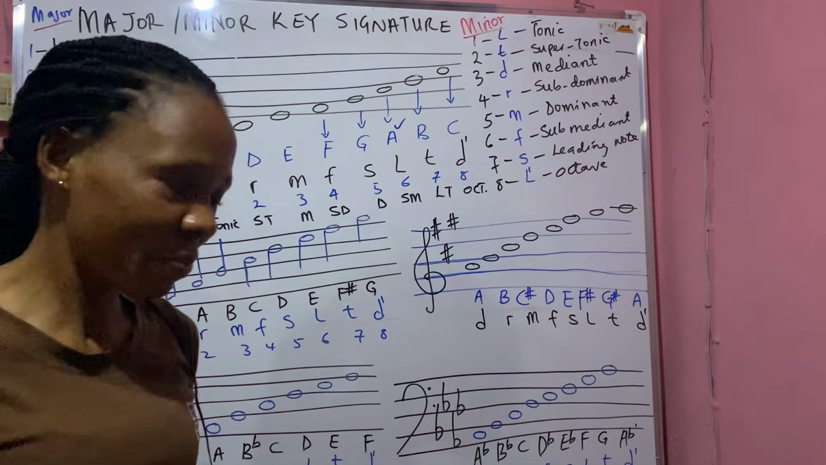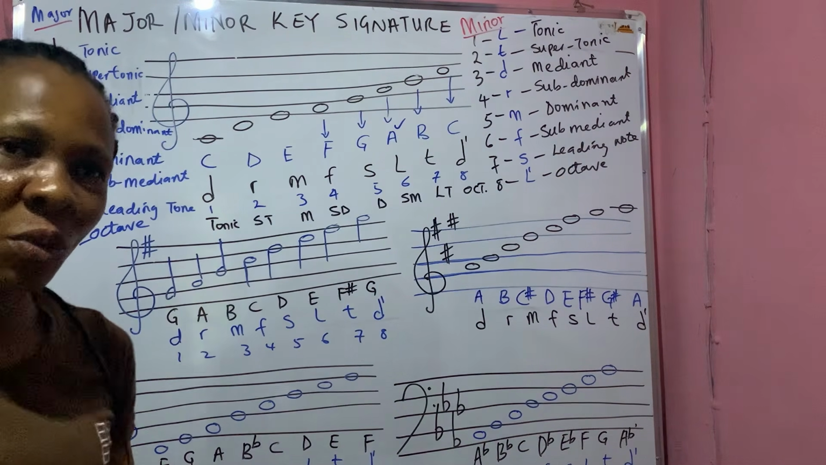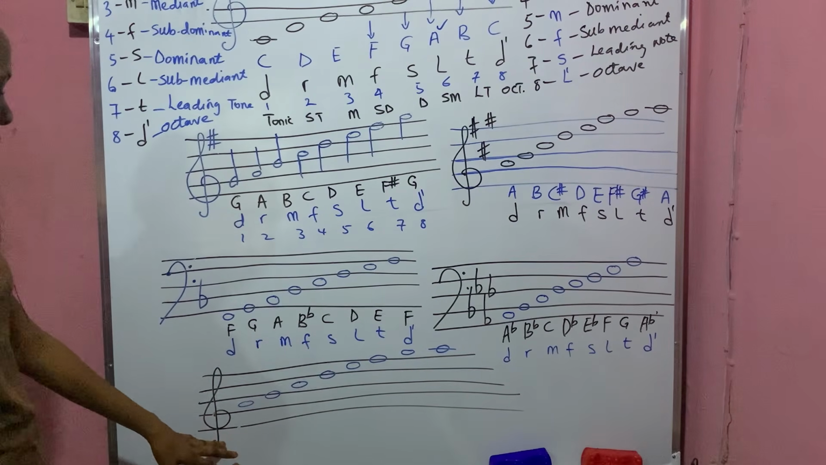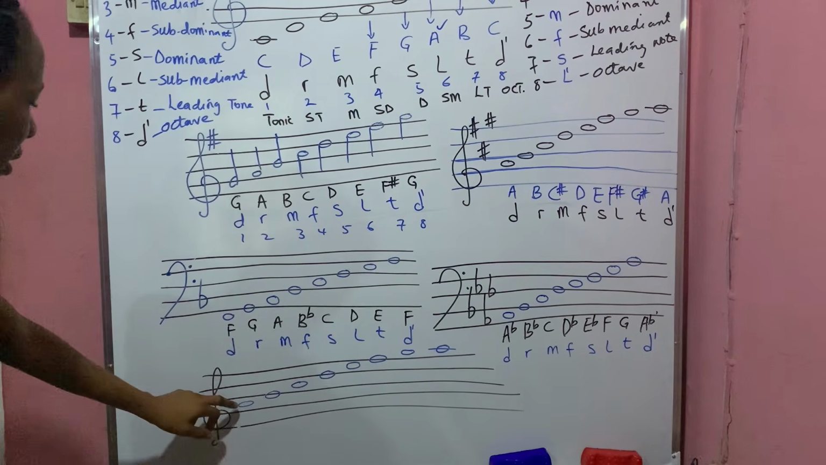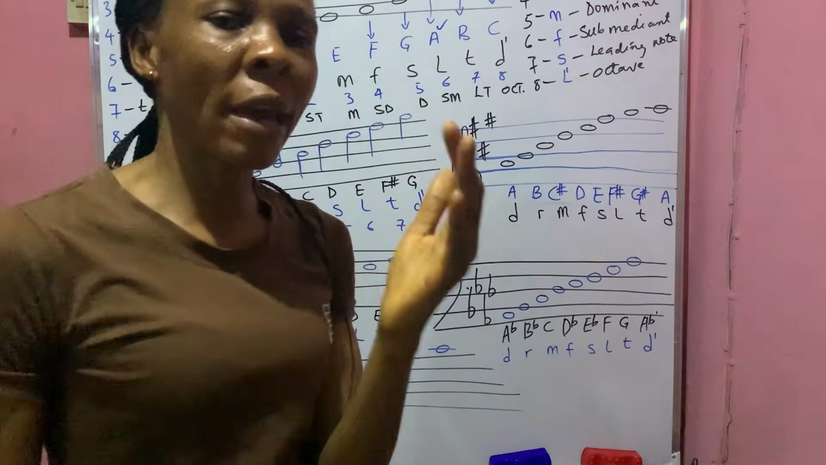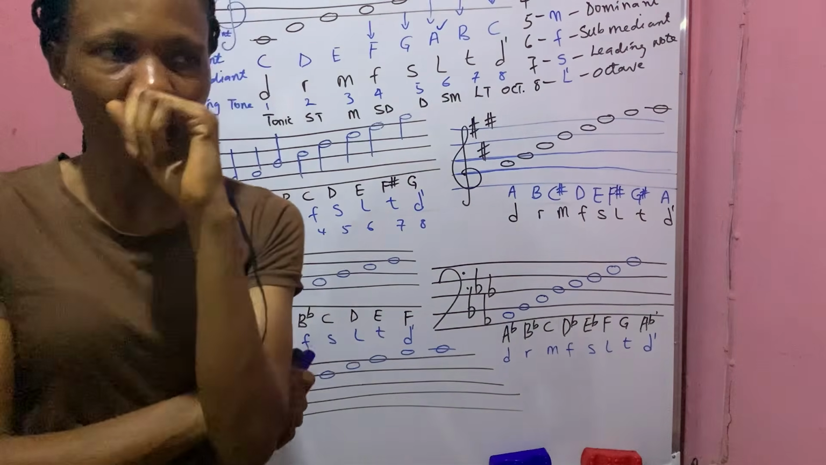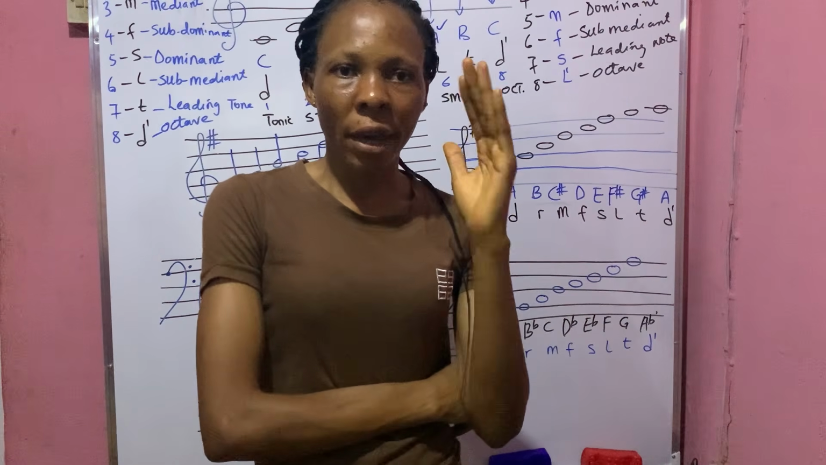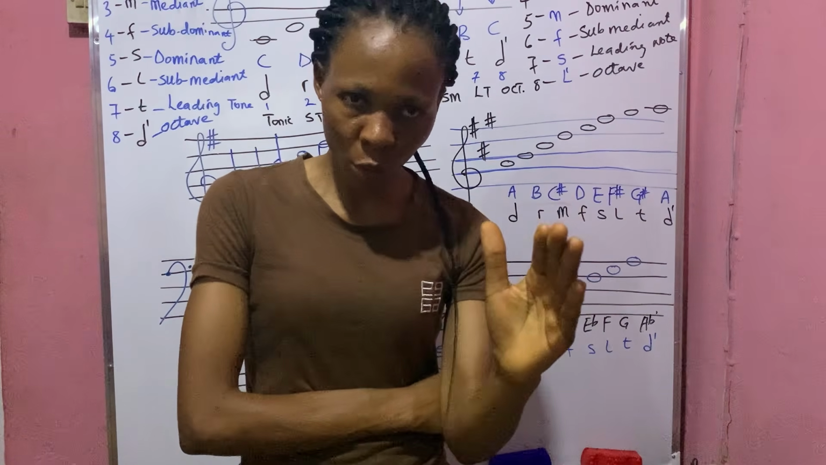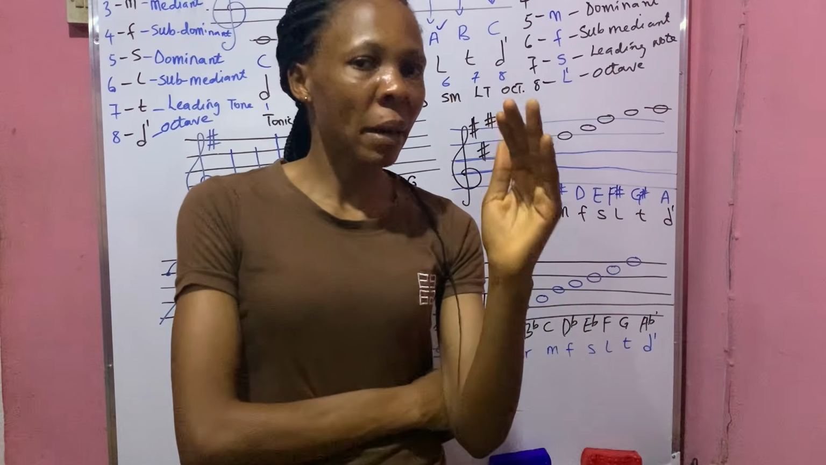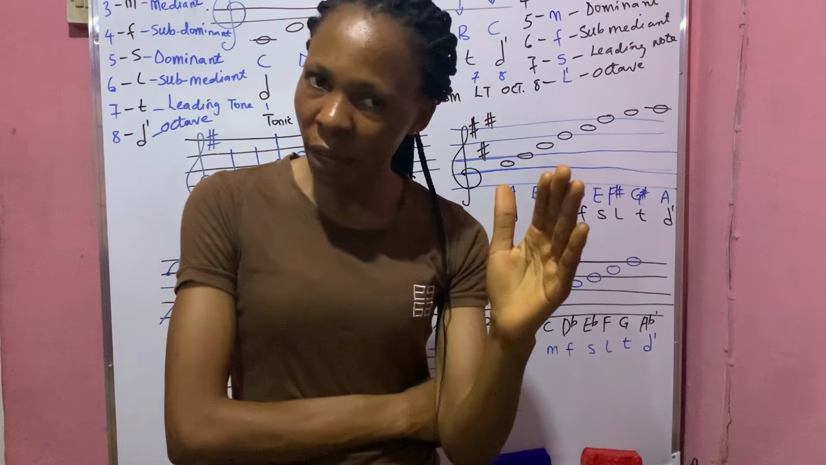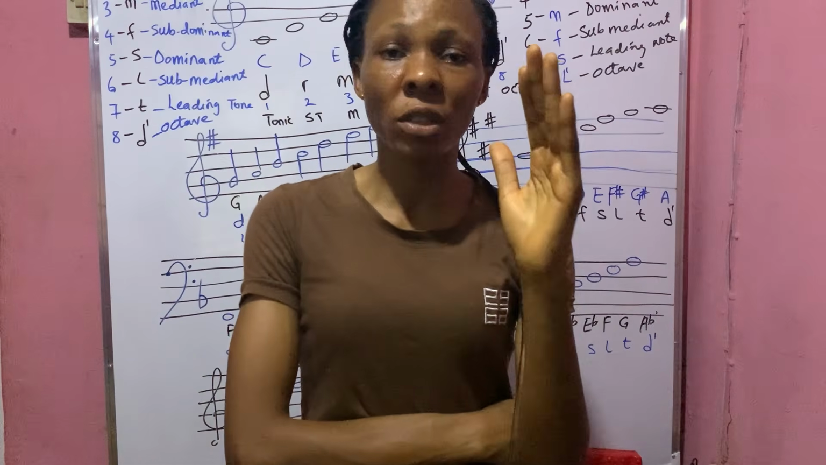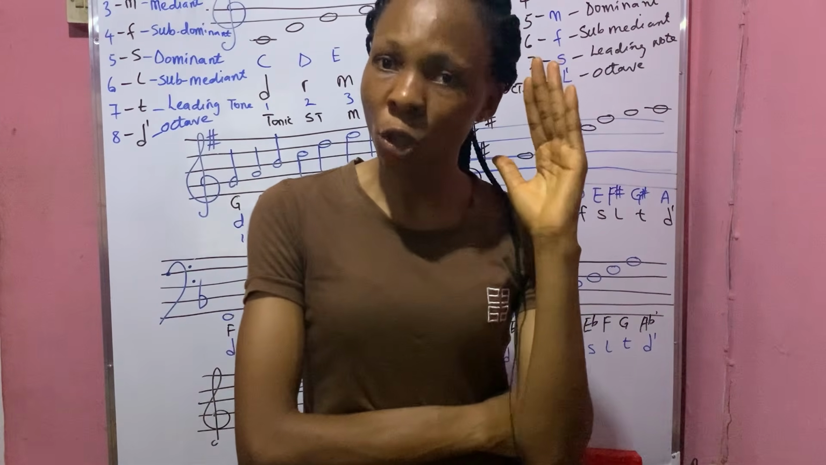Do we understand? All right, so now let's go back to our A minor scale. From what I've just explained, when we call A minor, please listen now. When we say A major, A becomes do. When we say A minor, A becomes la. Once we say C major, C becomes do.